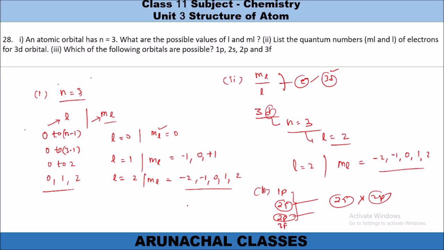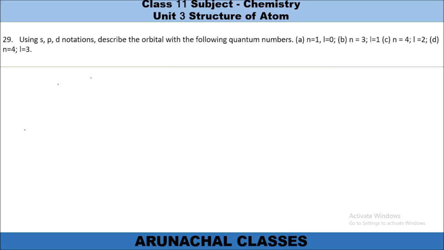We can check once. When I say 1p orbital, what does it mean? It means that n value is 1, and the p orbital is indicating that we know s, p, d, f means l value is 0, 1, 2, 3. So if p orbital is there, l value will be 1. Whether it is possible, we can see here it is not possible. Similarly for 3f orbital also it is not possible. Let's move on to our next question, that is question number 29.